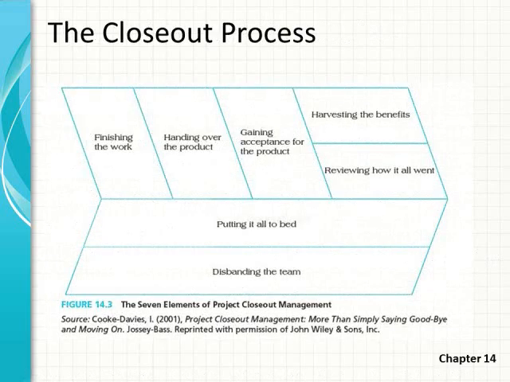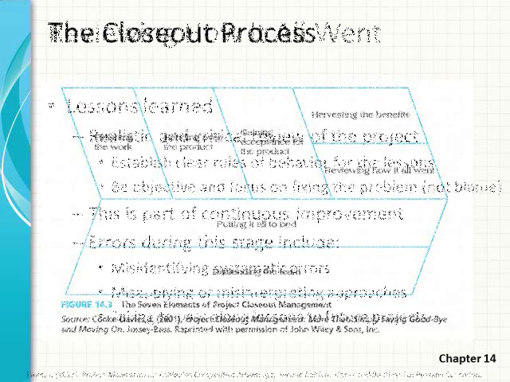Now, this illustration from our textbook, Pinto identifies 7 elements of project closeout management. They include finishing the work, handing over the product, and gathering acceptance for it. Then we have to harvest the benefits and review how our whole project process went. Throughout this time, we're putting it all to bed, and we're disbanding the team to either go back to their functional organizations or on to other projects.